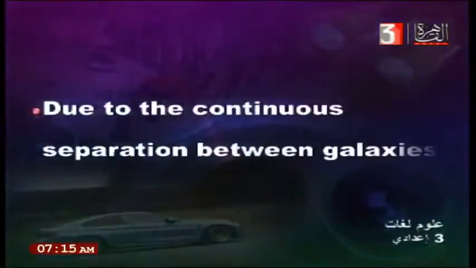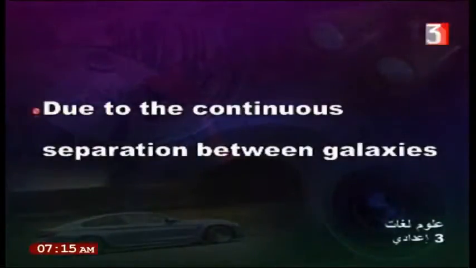Our galaxy is called the Milky Way galaxy because it appears in the sky at night like splashed milk. The continuous expansion of the space is due to the continuous separation between galaxies.